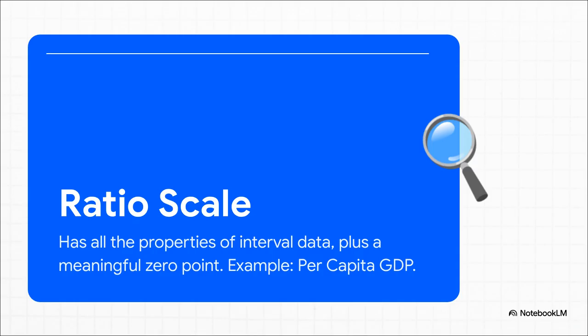This is the most informative of all. It has everything the interval scale has, but with one crucial addition, a true, meaningful 0 point. Things like GDP or weight or price, they're all on the ratio scale. A GDP of 0 means, well, 0 economic output. And that lets us make powerful statements, like this country's GDP is twice as large as that one's.